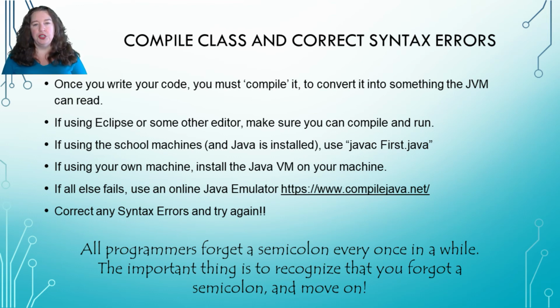So if you are using your own machine and you have not installed Java, you need to make sure you do it. Install the Java VM on your machine. If you use Visual Studio Code, it'll probably prompt you at this point and say you need to install Java, and it'll take you to the right place. If you're using Eclipse or one of the other ones, it should have already installed Java for you. If all else fails, so you tried to run it and you couldn't get it to compile, you can always use an online Java emulator now.